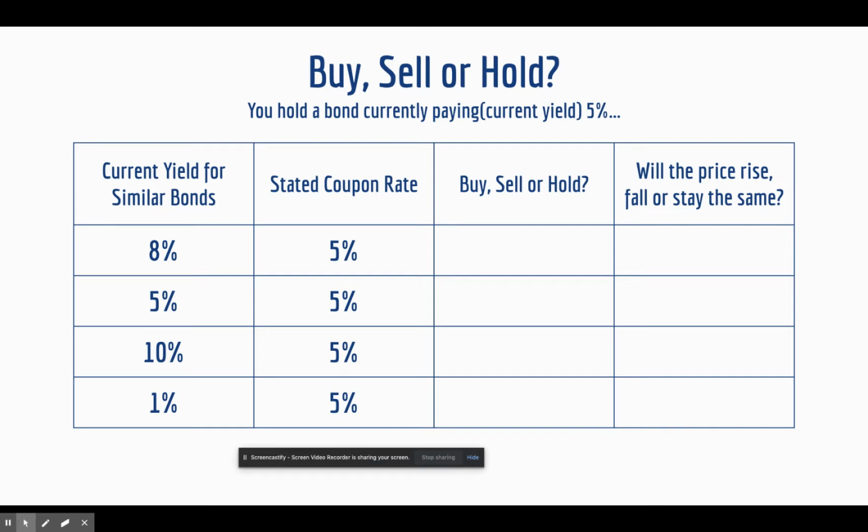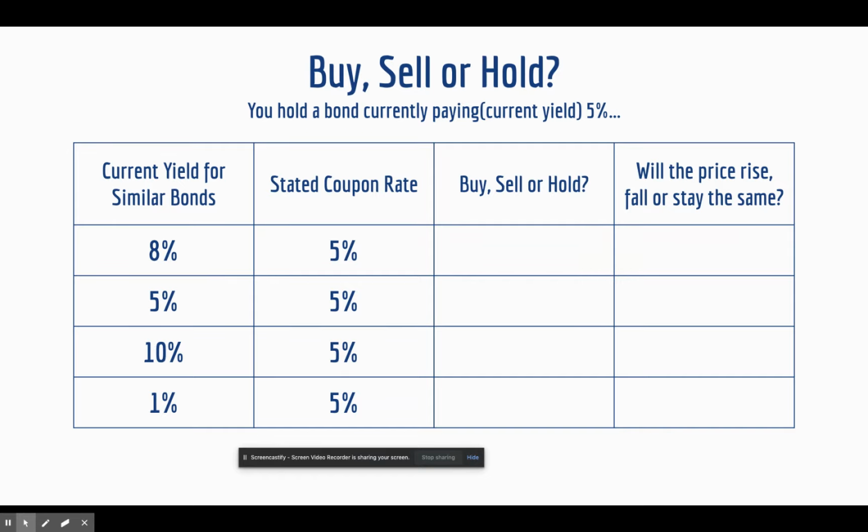Okay, all right, so here's this chart, and after this, we'll take a quick break in the video before we move on to the next part. But so you see here, you currently hold a bond paying 5%, or the current yield is 5%. And so current yield for similar bonds.